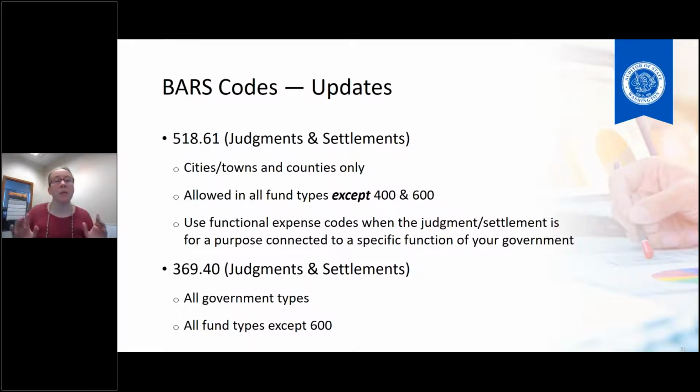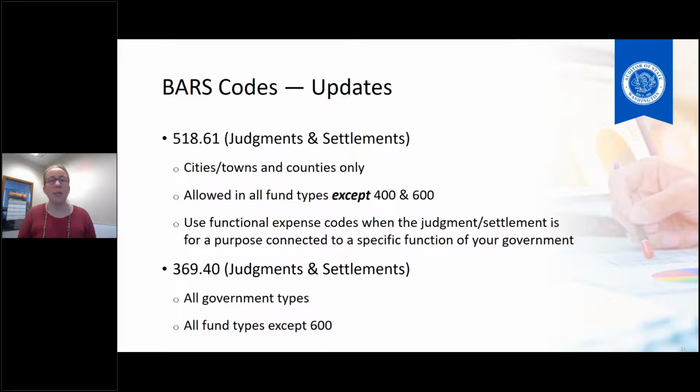Thank you, Kaylee. If you attended last year's BARS update, you heard us speak on code 51861, which is the expense side of our judgments and settlements. We stated then that this code was allowed in proprietary funds. We should have been more specific. It is allowed in internal service funds. So going forward, this code is allowable in all funds except our 400s, which are our enterprise funds, and our 600s, which are our fiduciary.